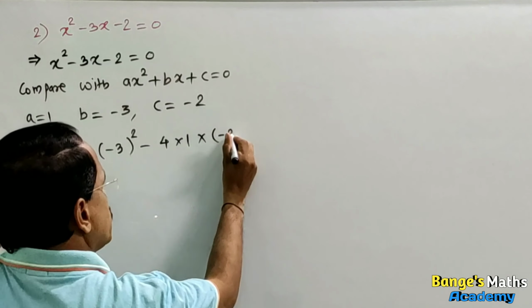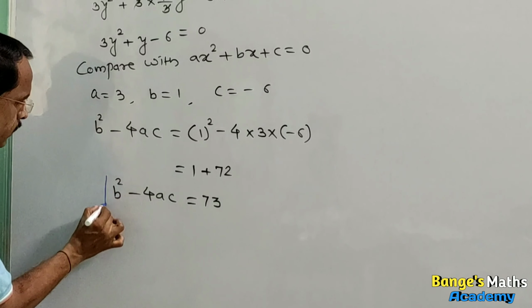Then find value of b square minus 4ac. Value of b is 1 square minus 4ac, 4 into value of a 3 into value of c minus 6, is equal to 1 square, 1, minus into minus plus 4 into 3, 12, 12 into 6, 72, 1 plus 72, 73. We get b square minus 4ac is equal to 73.